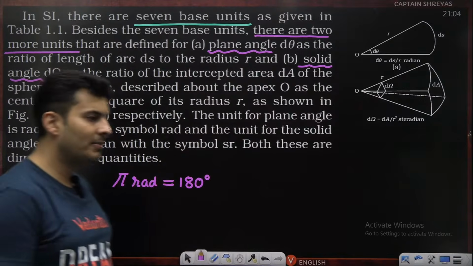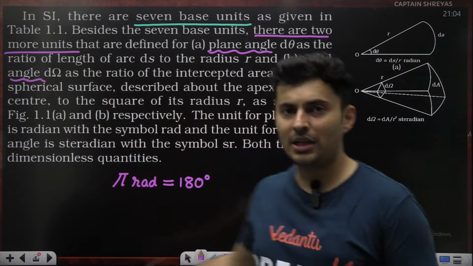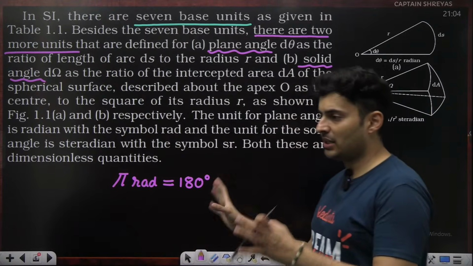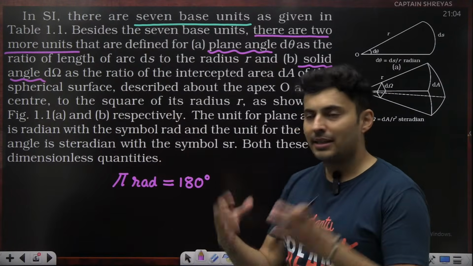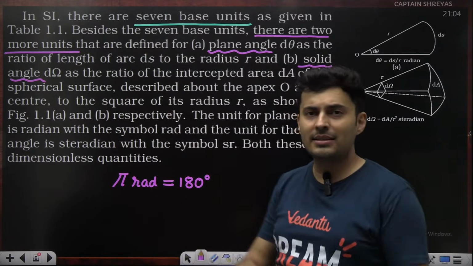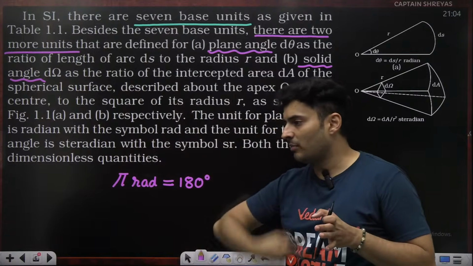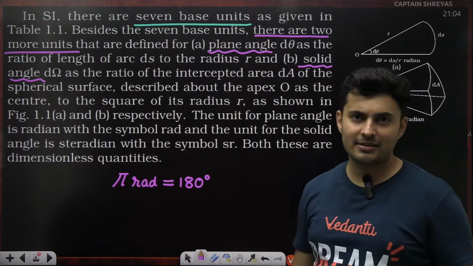This is something which you learn in basic maths. I have conducted a special class for it on YouTube only. You can check out the special lecture for trigonometry. Pi radians is 180 degrees. 90 degrees becomes pi by 2 radians. 360 degrees, one complete revolution, becomes 2 pi radians.